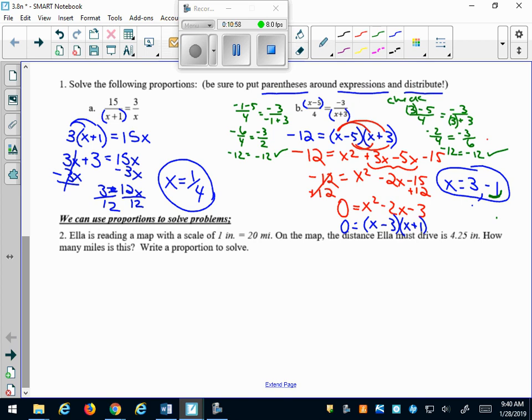Okay, Ella is reading a map with a scale of 1 inch equals 20 miles. Right? 1 inch equals 20 miles. So you want to set that scale up as a ratio, 1 inch to 20. You understand what this means, right? On the map, 1 inch on the map is 20 miles in actual distance, right? So this is map over actual.